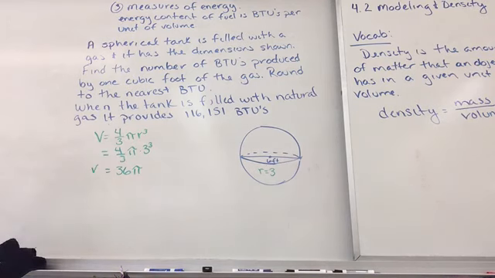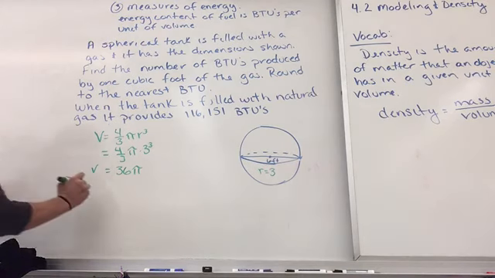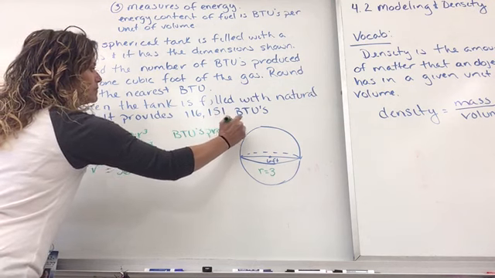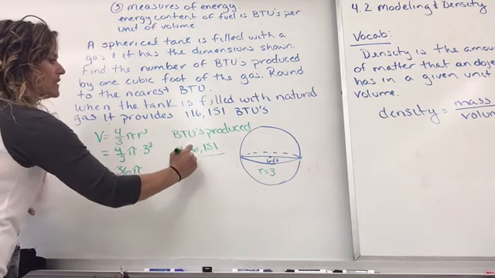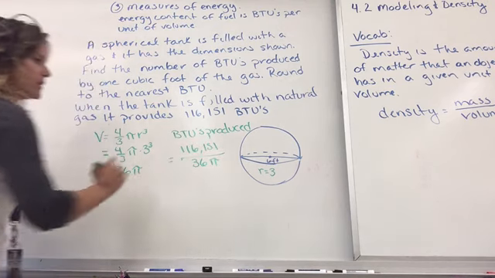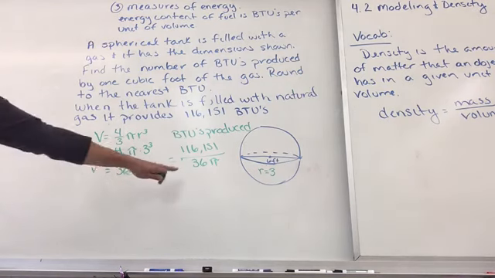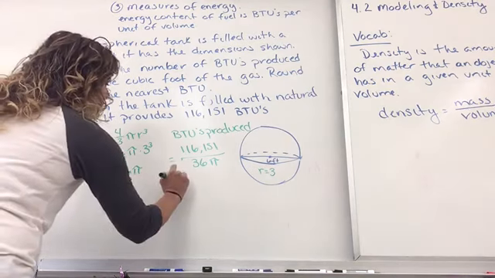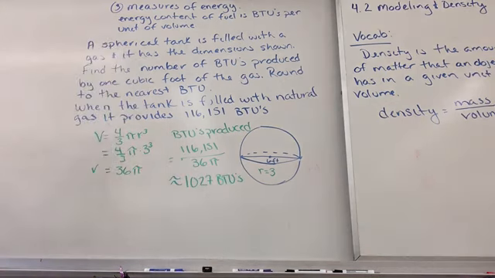To find the BTUs that are produced, I'm going to take the gas and divide it by the volume. So my BTUs is my amount of gas divided by the volume. So when you divide this, you want to make sure that you multiply 36 times that 3.14, and you get approximately 1,027 BTUs.